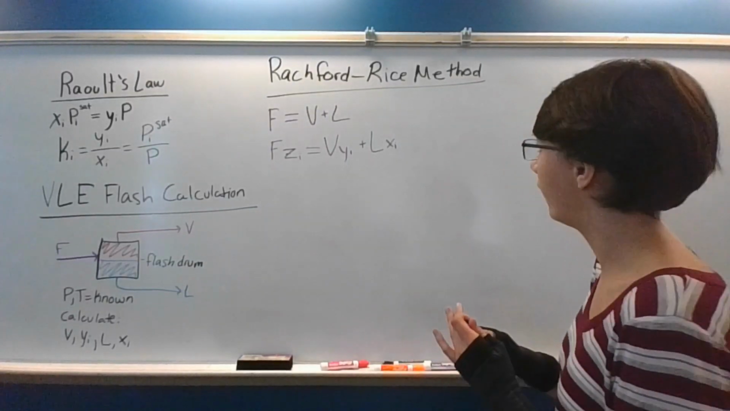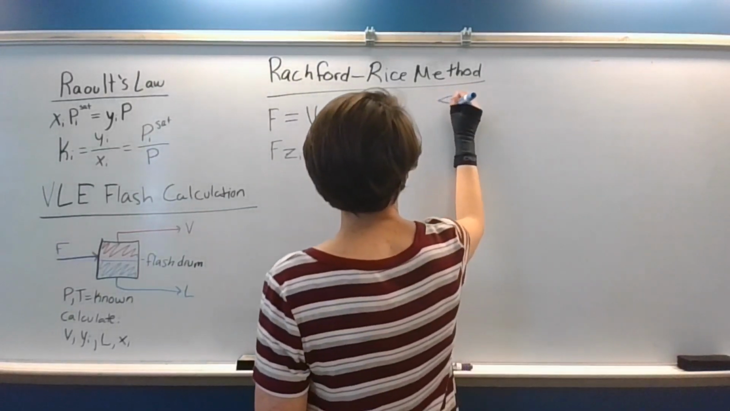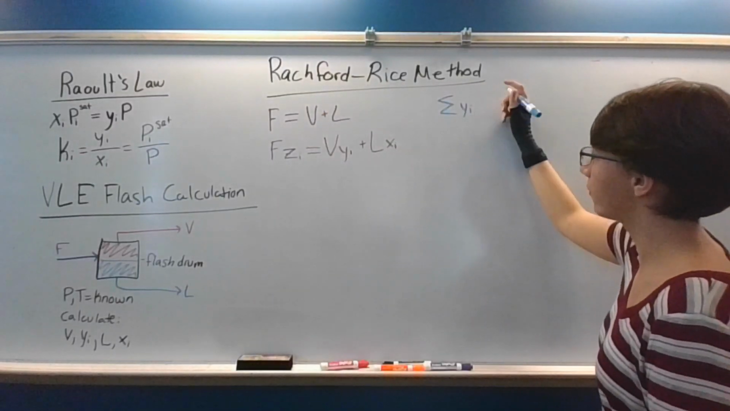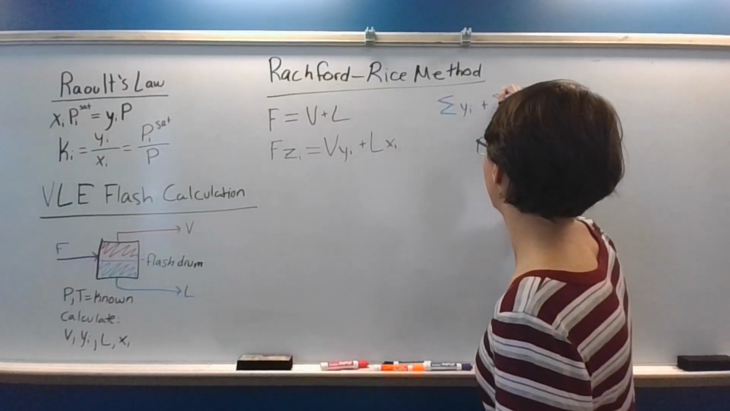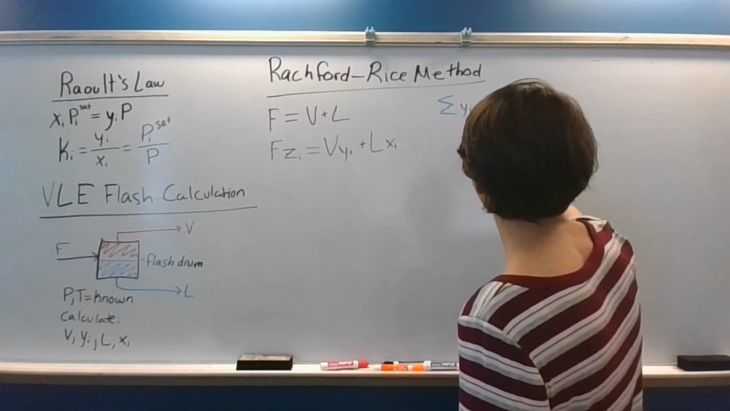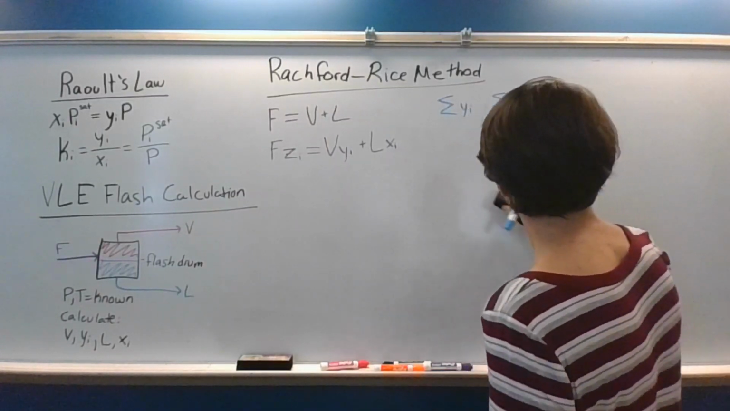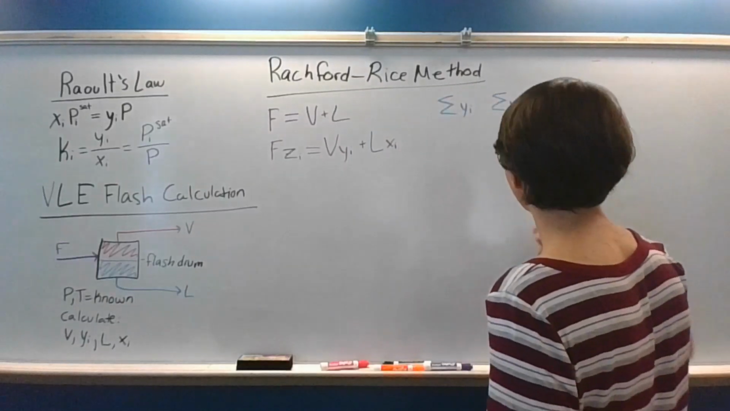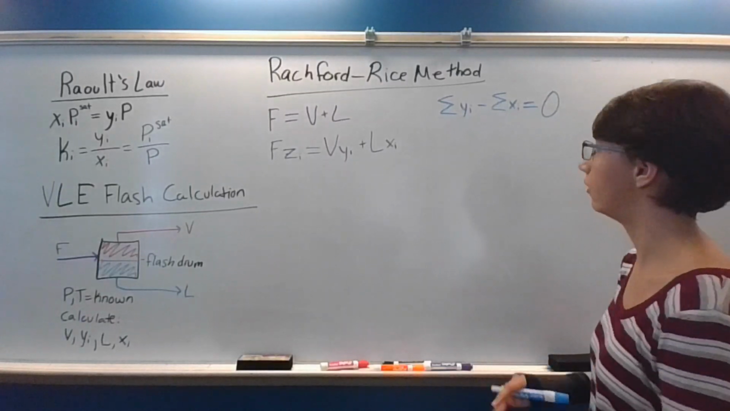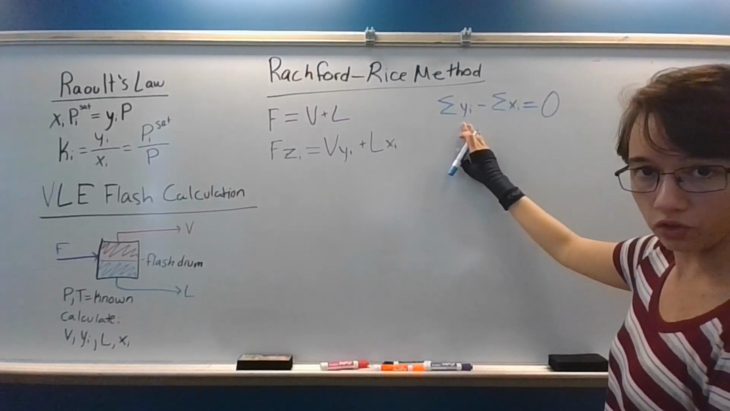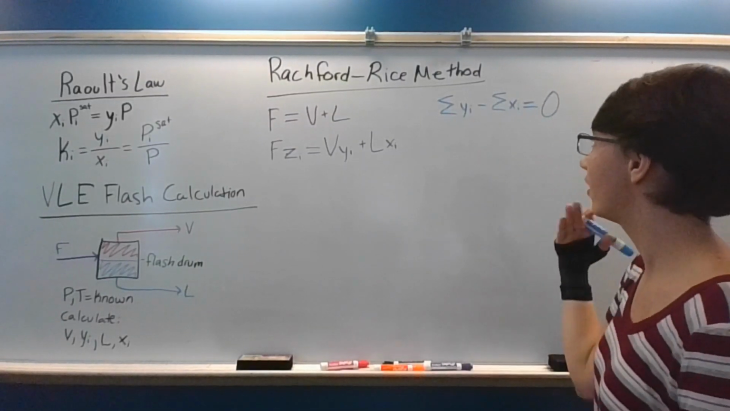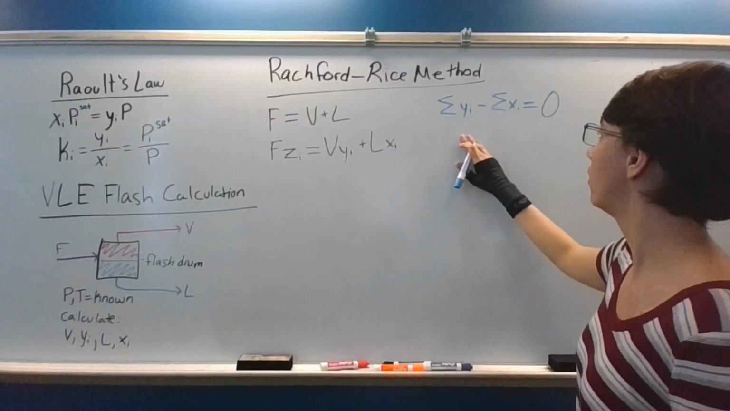So we're going to want to remember that the sum of all of the mole fractions in the vapor phase plus the sum of the mole fractions in the liquid phase, or, oops, sorry, minus there, is going to be equal to 0, because the sum of the mole fractions is always equal to 1, so it's just 1 minus 1 equal to 0. So that's pretty straightforward, but it will help us out with this problem.